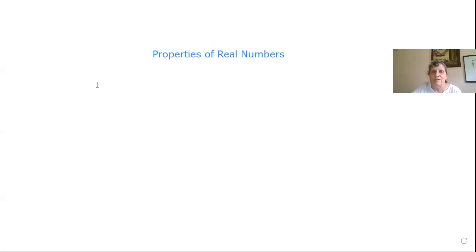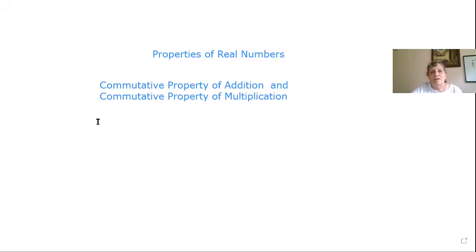Let's talk about properties of real numbers. The commutative property, and this is commutative, not community. It doesn't have to do with a community. It has to do with commuting. What do commuters do? Commuters drive from place to place.